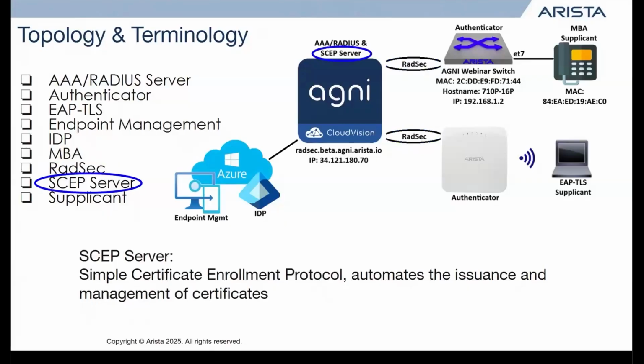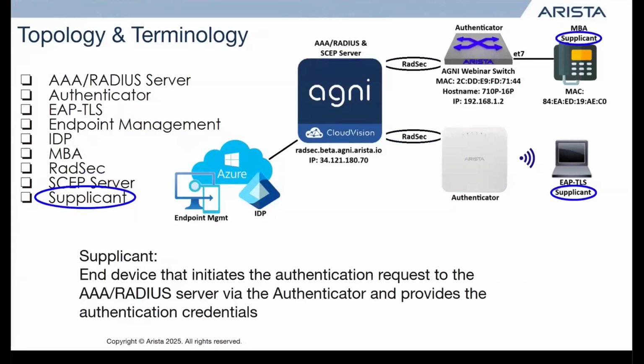SCEP, or Simple Certificate Enrollment Protocol, automates the issuance and management of client certificates. This enrollment process will be covered in greater detail later on in the presentation. And finally, supplicants. They are the end devices looking to connect to the network and are responsible for initiating the authentication request with the authenticator and providing credentials.